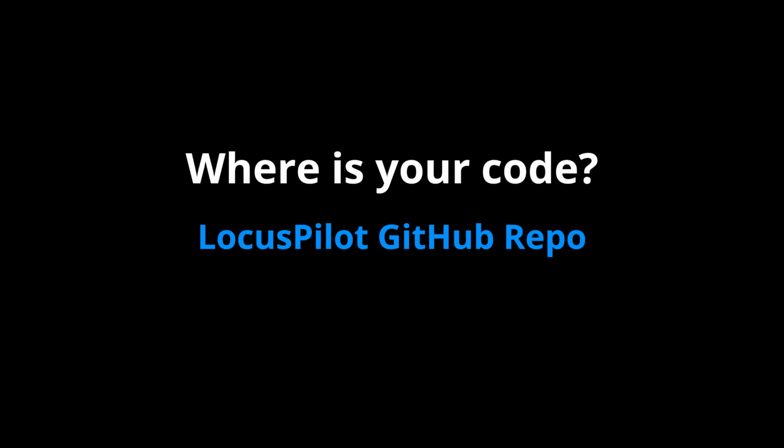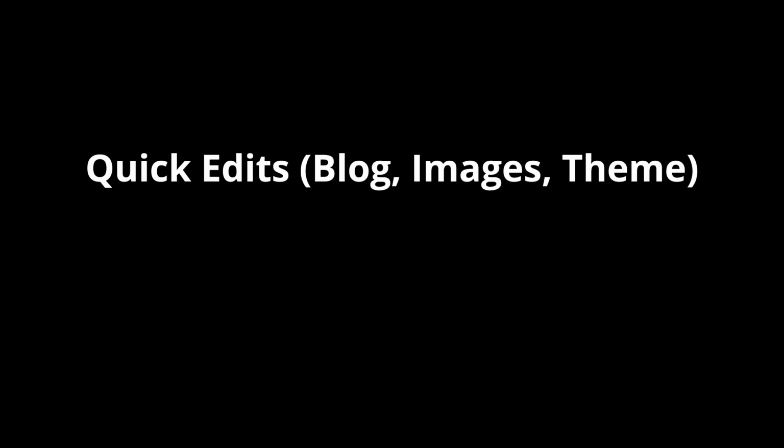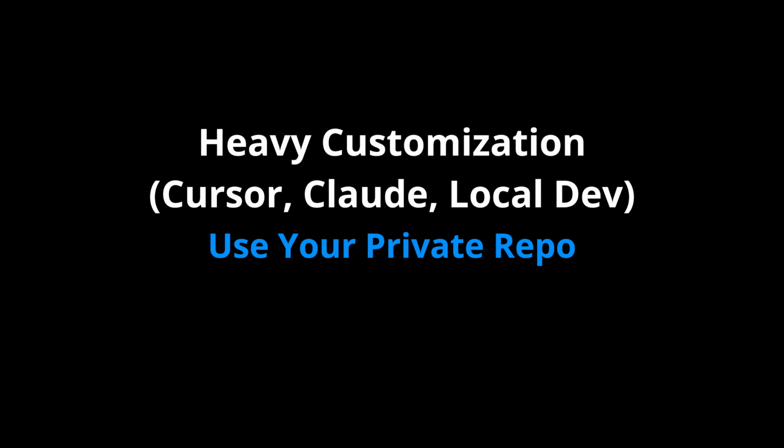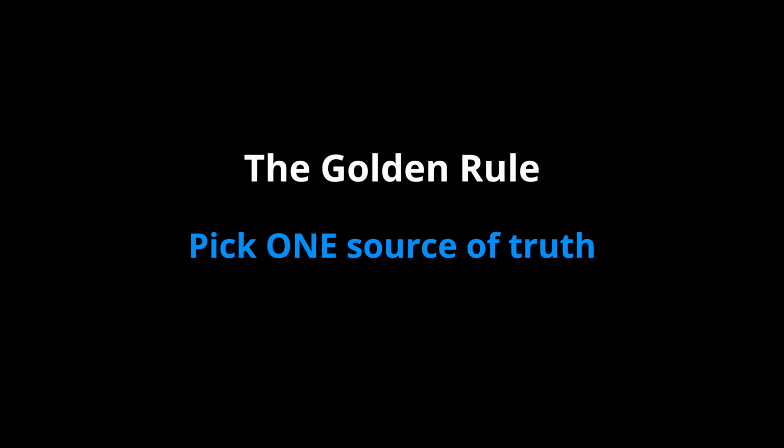Second, and this is important, when LocusPilot generates your site, the source code lives in our GitHub repo. The dashboard quick editors, blog, images, theme, they edit that repo directly. That works great for small changes. But the moment you download the code, customize it locally with Cursor or Claude, and push it to your own repo, you now have 2 different versions. Your customized version in your repo and the original version still sitting in ours. They're out of sync.